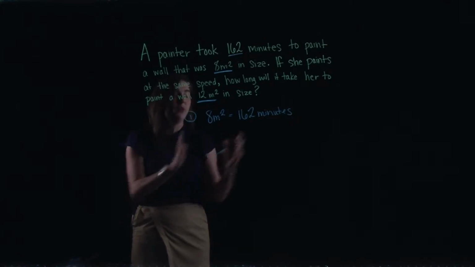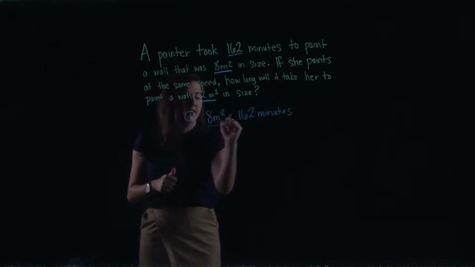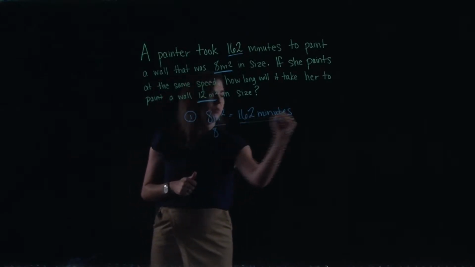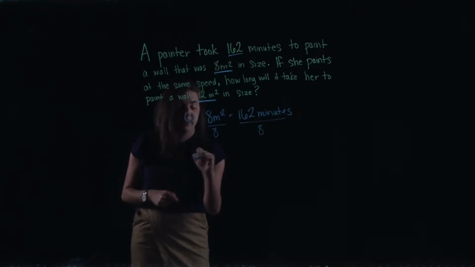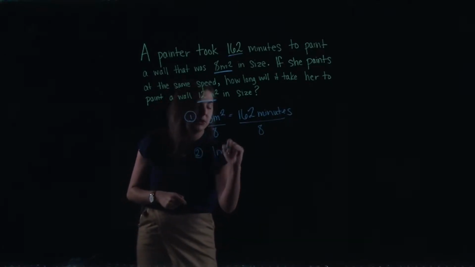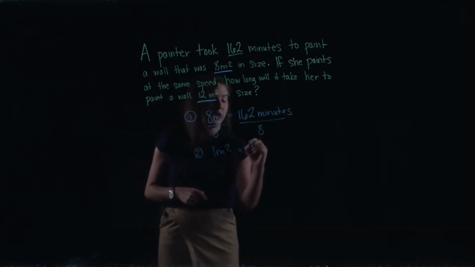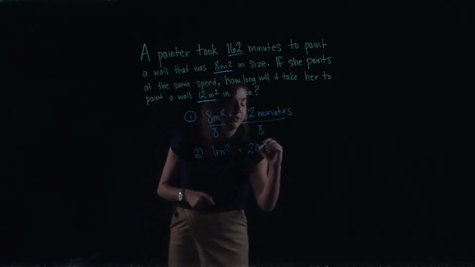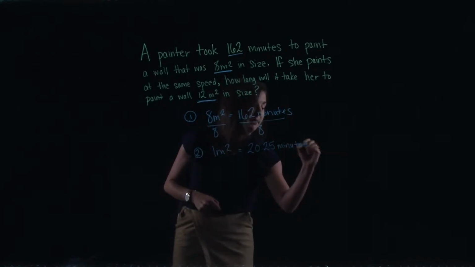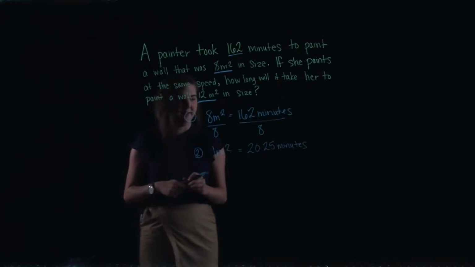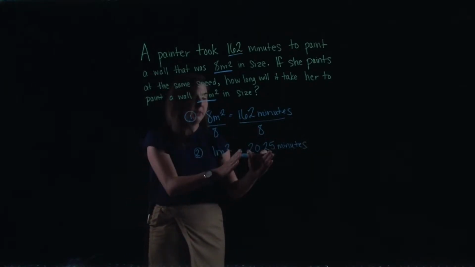So in order to do that, we're going to divide both sides of the equation by 8. So 8 divided by 8 and 162 divided by 8. And that shows us that for 1 meter squared in size, because 8 divided by 8 is 1, it took her 20.25 minutes, because 162 divided by 8 is 20.25. So now we know 1 meter squared took her 20.25 minutes.